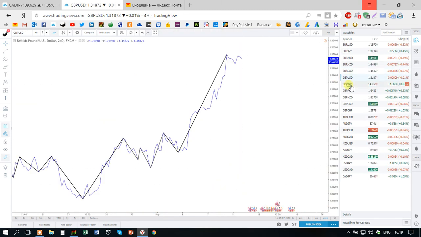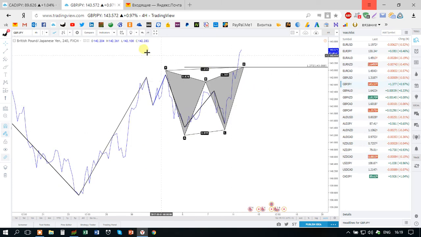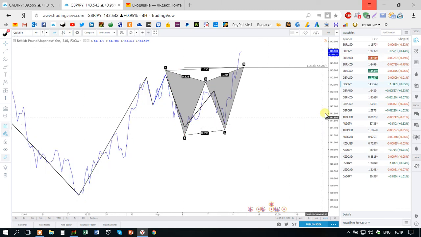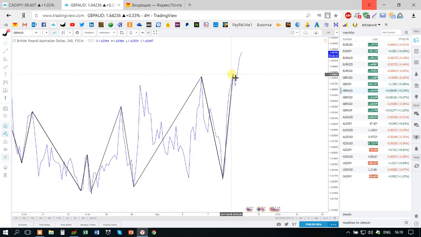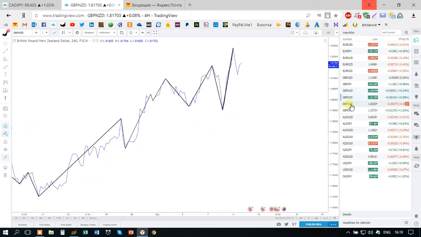Pound dollar, nothing. Pound yen, it is the same as on the 1 hour. Well, this pretty large candle plus this gap tells me bad news. Not good news for pound yen. Bad news. Most likely it will hit the stop loss.